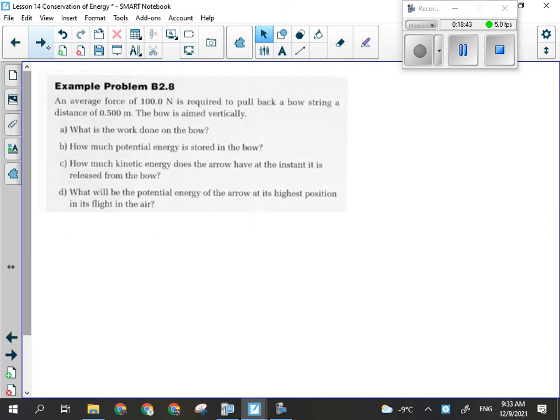All right, let's look at this one, because this is where the work energy theorem overlaps the law of conservation of energy. A force of 100 newtons pulls back a bowstring half a meter, and the bow is aimed vertically, like the picture we saw on the last page. How much work is done here? What's 100 times 0.5? Force times distance is 50 joules. They gave us the force and the distance, so all we had to do to find work was force times distance. We went 100 times 0.5, and we get 50 joules.